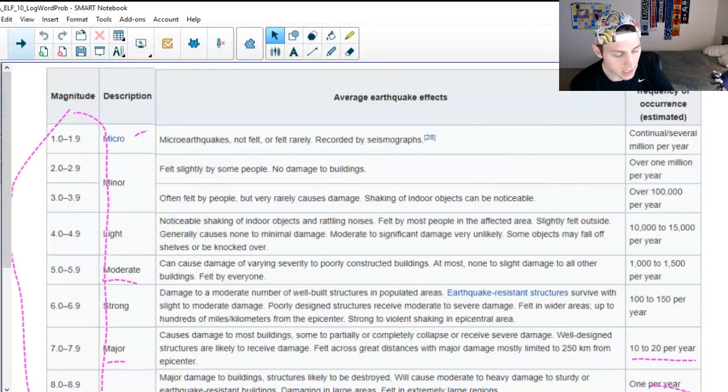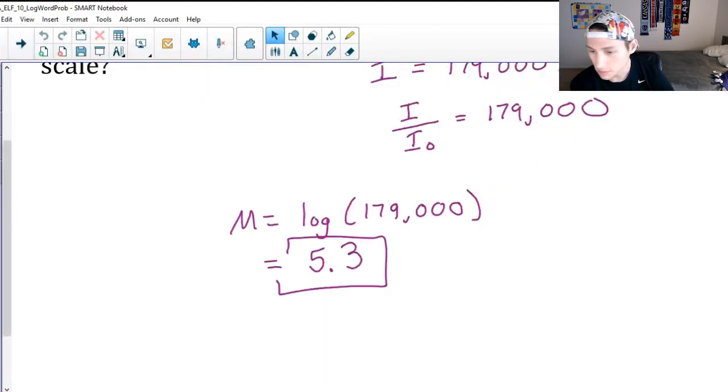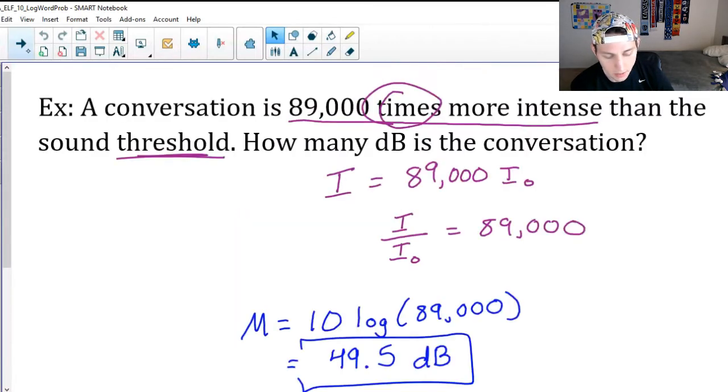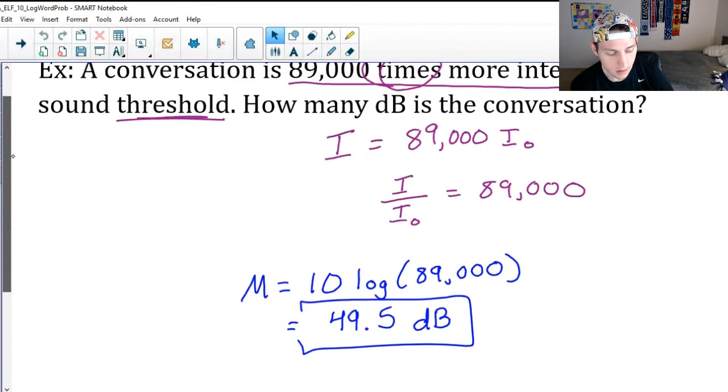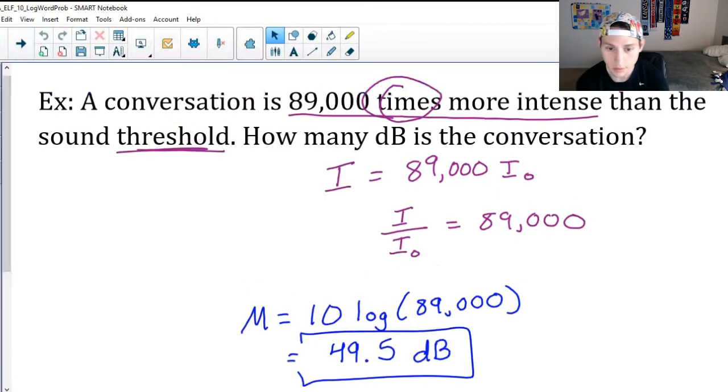We did a couple basic examples where we just had to plug in values and get the rating. So for example, this earthquake was 5.3 on the Richter scale, and this sound was 49.5 decibels. All right, just a basic calculation.